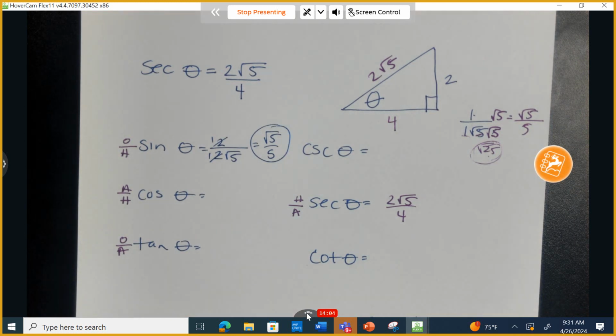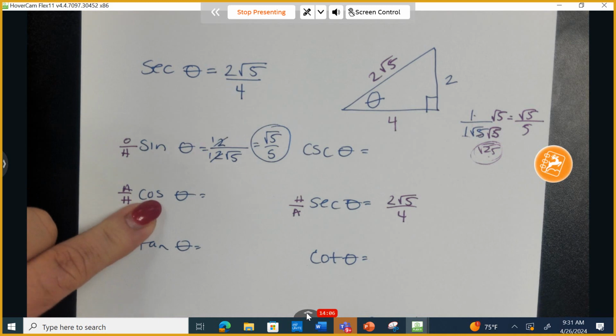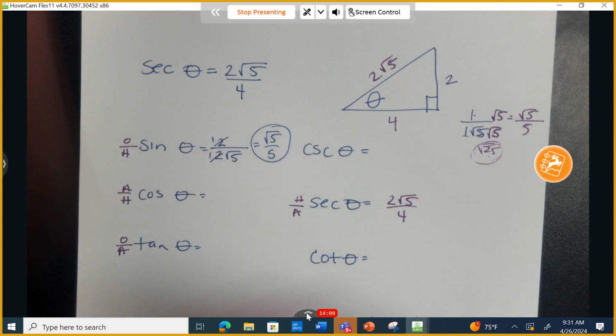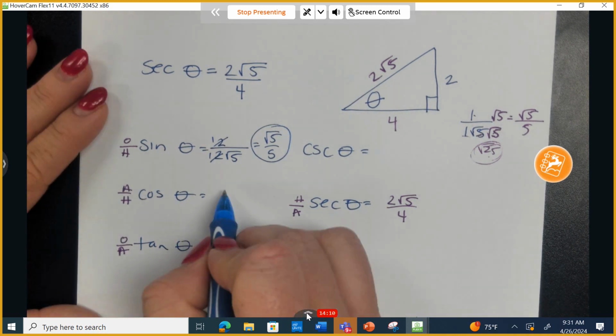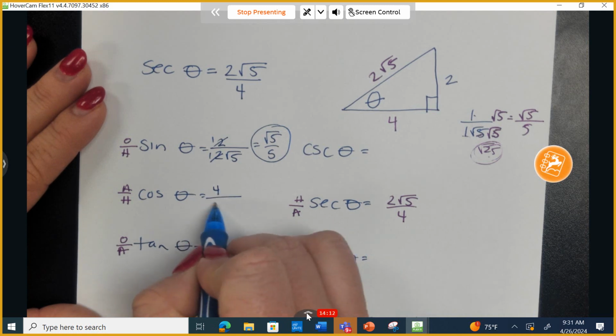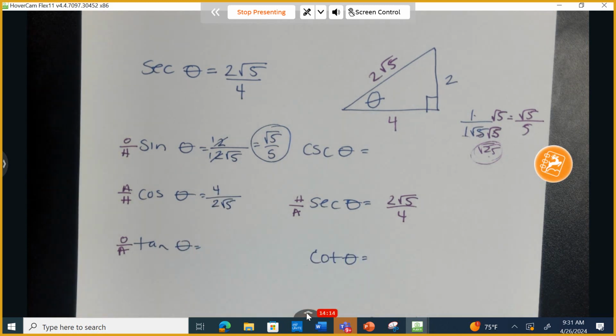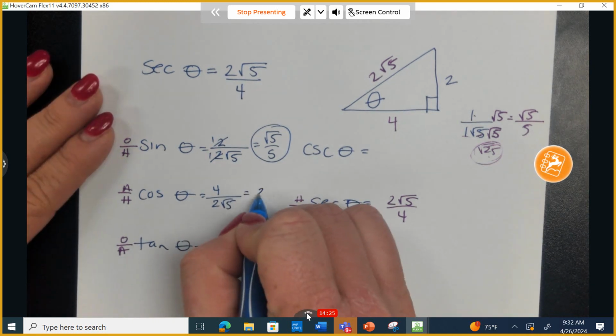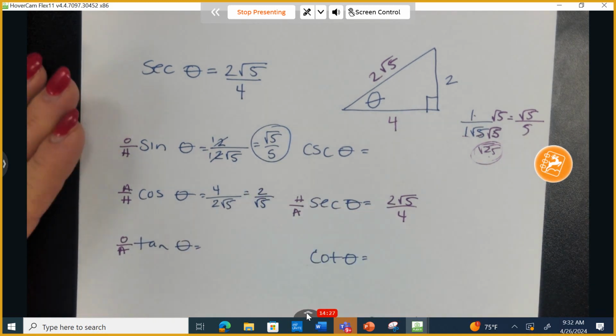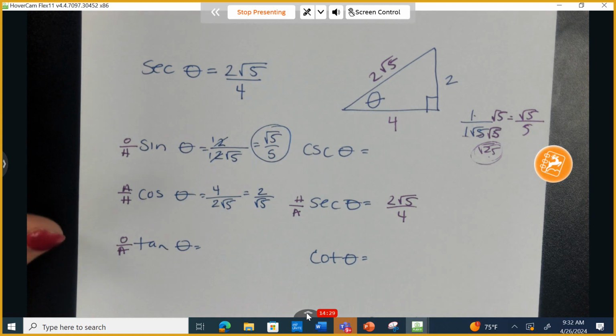Now I know the cosine is the reciprocal of secant. They're reciprocals of one another. That's the relationship they have. So I'm going to flip it right now. And of the 3 different values in that ratio, the 4 and the 2 are like terms. So I can reduce the 4 and the 2 to be 2 over square root of 5. Is it wrong? Nope, I can do more.